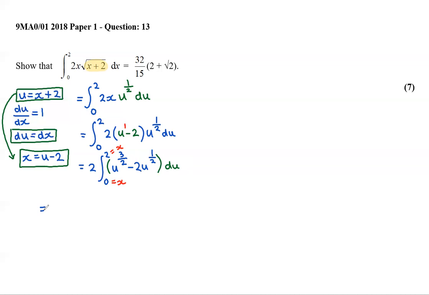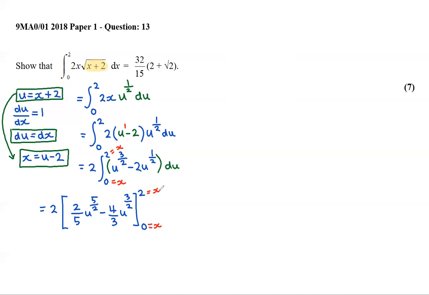So this is going to be 2 lots of whatever we get. So we're going to add 1 to the power, divide by the new power. So I'm just going to do this quickly. We're going to have 2/5 of u to the power 5/2. Just quickly check that you agree with that, and then add 1 to the power, divide by the new power in the second term. So adding 1 will give me 3/2. Then that means I'm multiplying by 2/3. So I'm going to have negative 4/3 u to the power 3/2. No c because it's a definite integral, and we're evaluating between 0 and 2. But once again, those are x values, not u values.